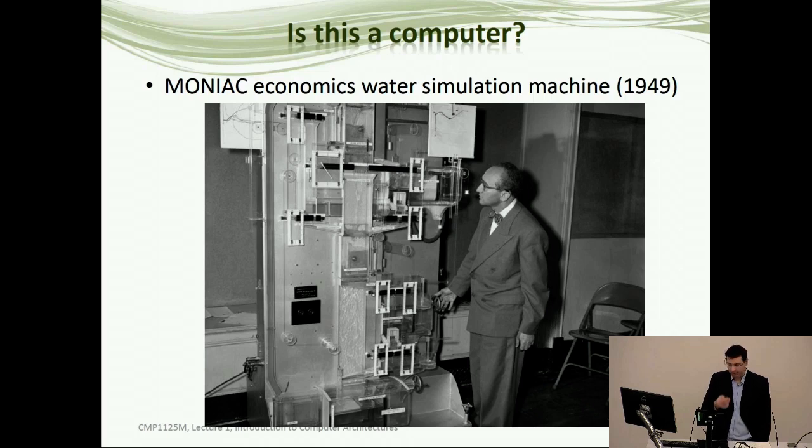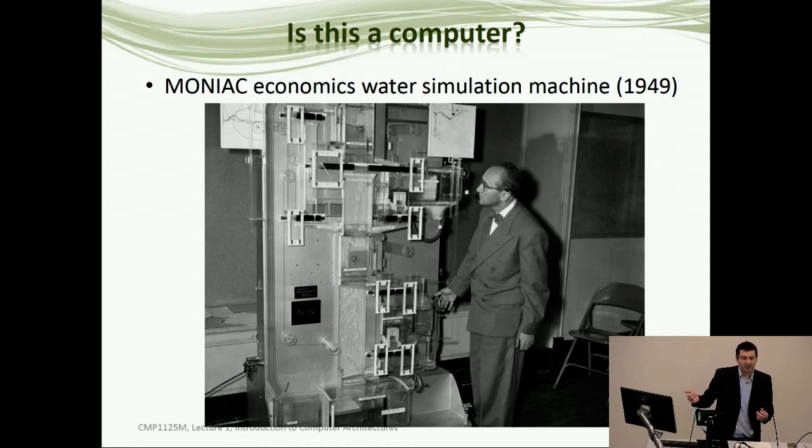Okay, so if the physical world is already computing and we're just exploiting that, then why is this a computer but the chair next to him is not a computer? Because the chair is following the same laws of physics as the water machine. It doesn't process information, yeah? Okay.